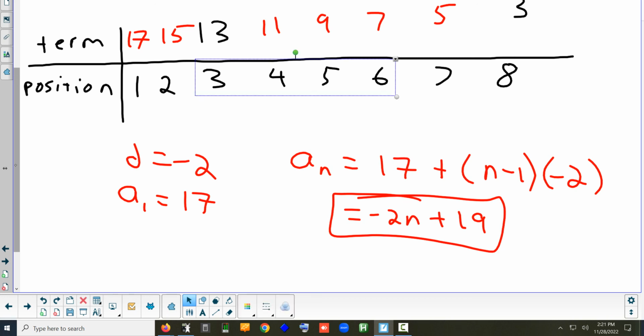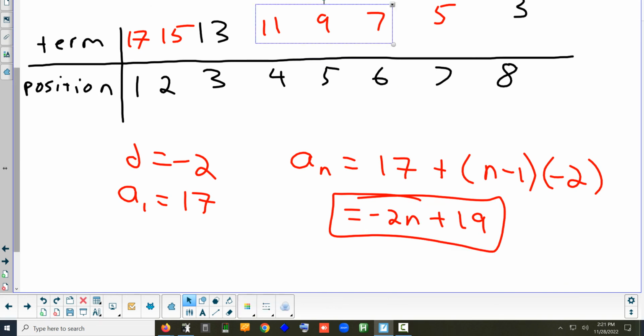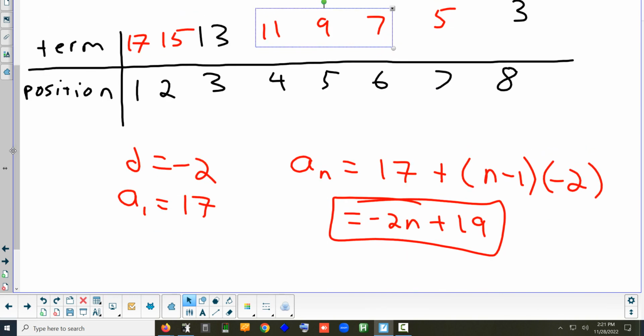Let's try for 5. What's negative 2 times 5? And what's negative 10 plus 19? Perfect. So that seems to work. It's a little tricky because you didn't have the first term, but you had enough information you could work backwards to figure it out.